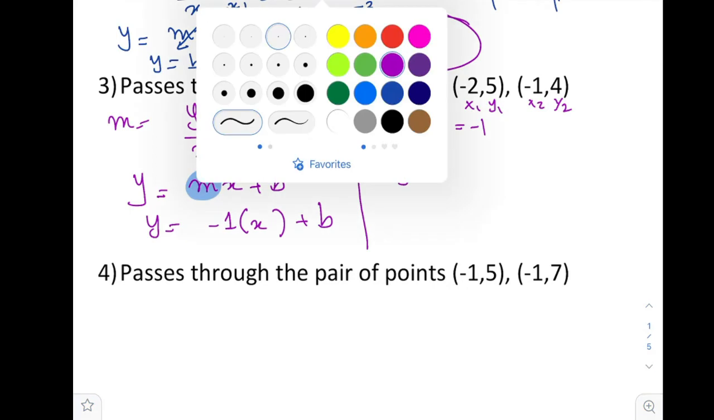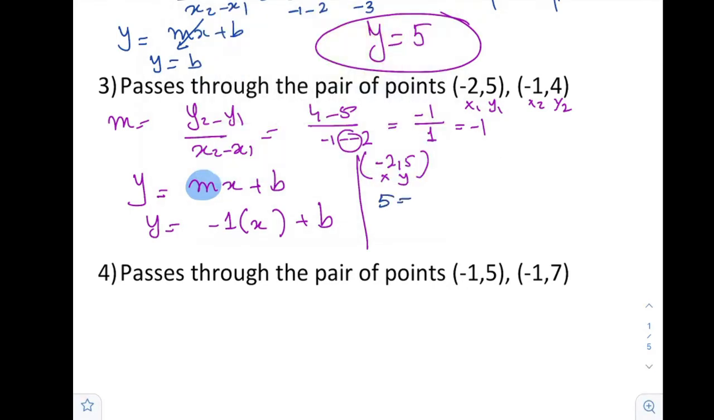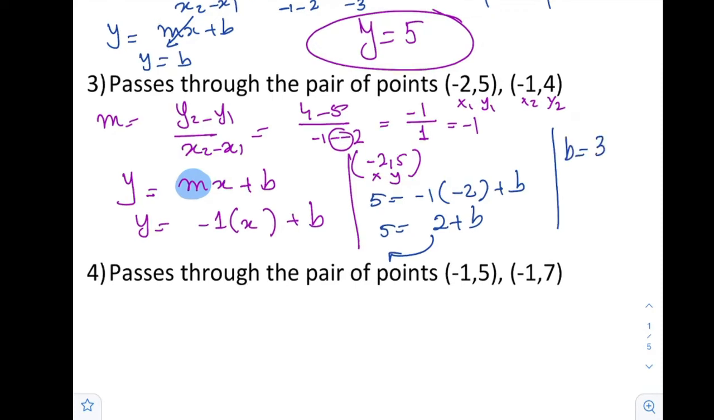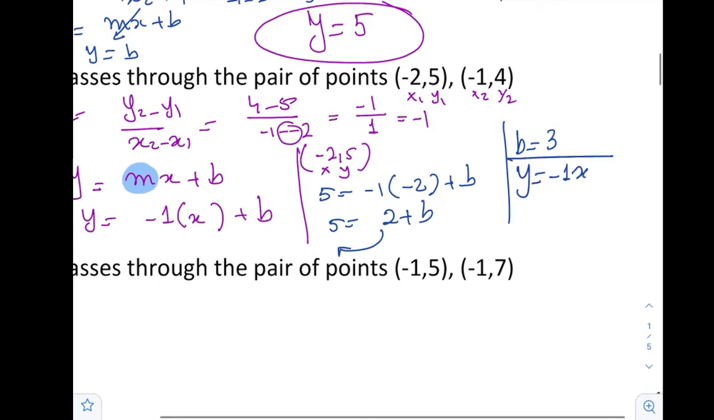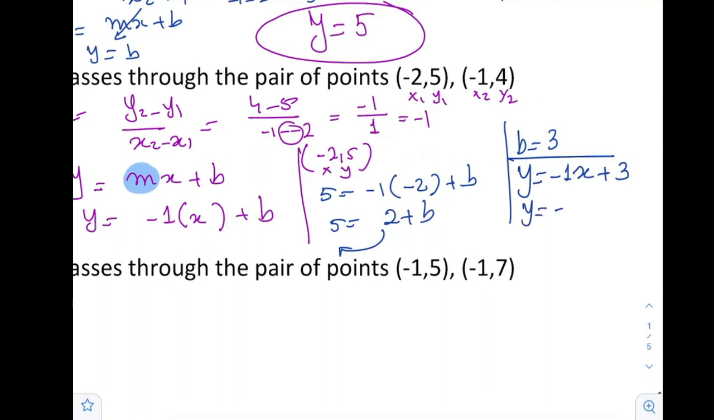If you replace now, 5 is equal to minus 1 times minus 2 plus b. So 5 is 2 plus b. Take this to the other side. So b is 5 minus 2, which is 3. Since b is 3, y equals minus 1x plus 3. Now we are done. Usually we don't write minus 1x, we write it as minus x plus 3.